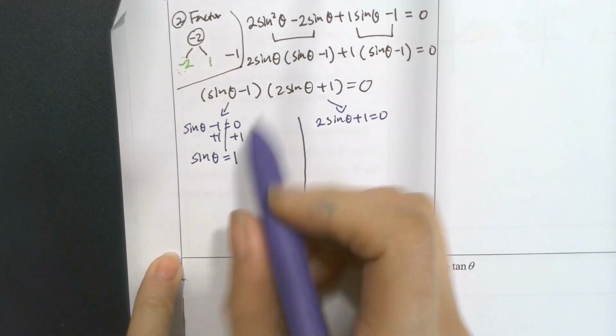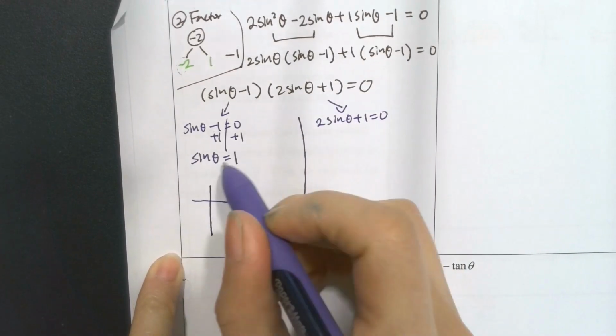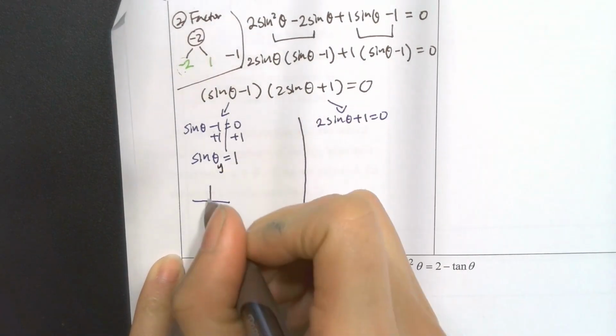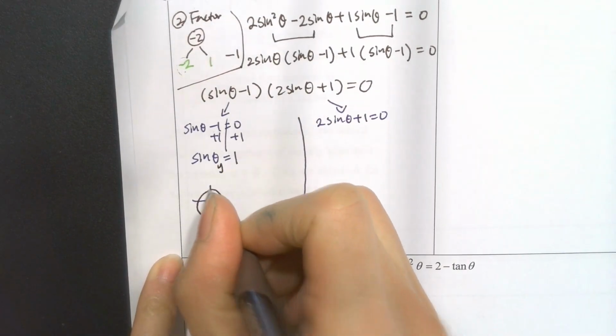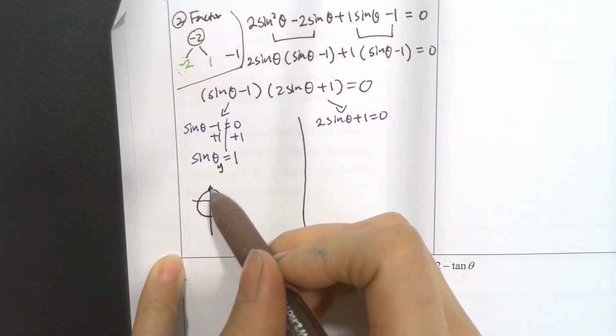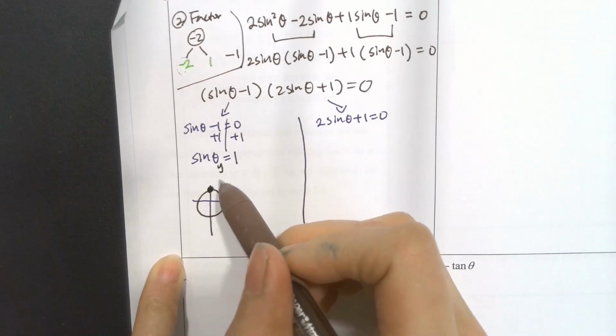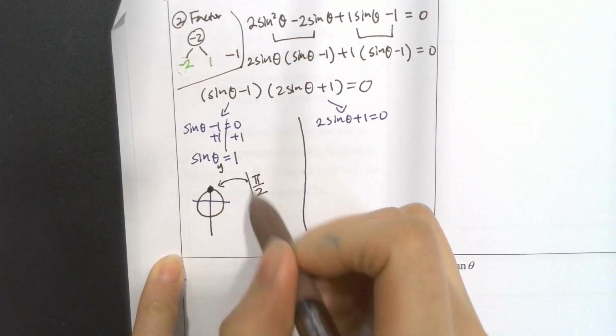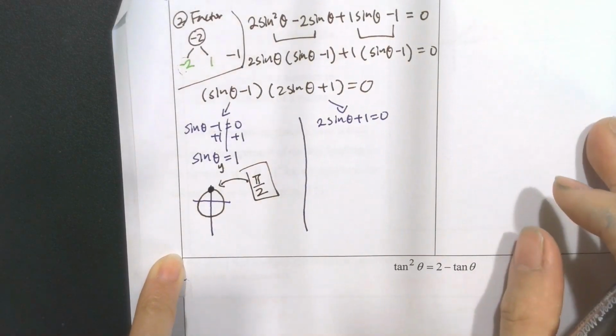Sine theta is equal to 1. What does that mean? On the unit circle, remember, sine goes with which coordinate? The y coordinate. So, which angle in radians gives you a y value of 1? Where's the y value of 1? Right here. What is that angle in radians? Not 90 degrees. It's going to be pi over 2. So, that is one of the solutions.